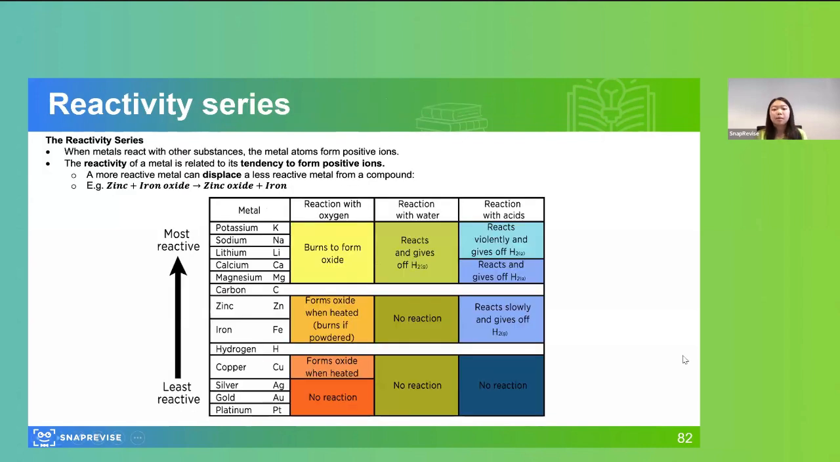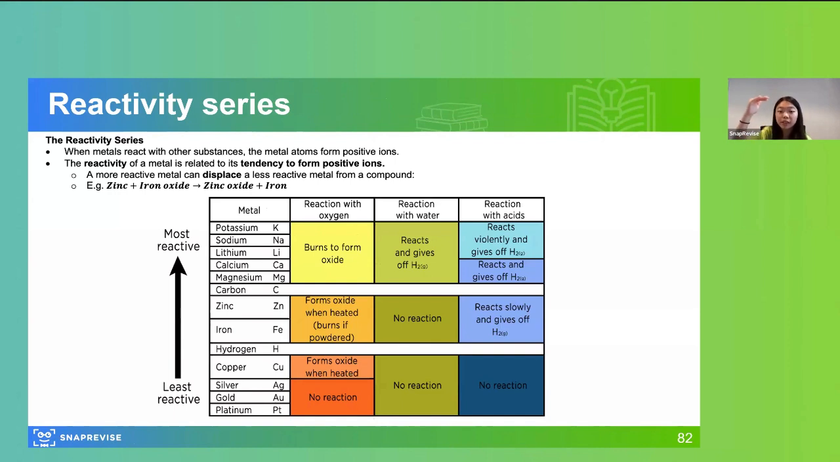All right. Moving on, now let's talk about the reactivity series. What it essentially tells you is that when metals react with other substances, they form positive ions. The reactivity is related to the tendency to form positive ions, how easily it can form these ions. So the more reactive the metal, the more it can displace the less reactive metals.